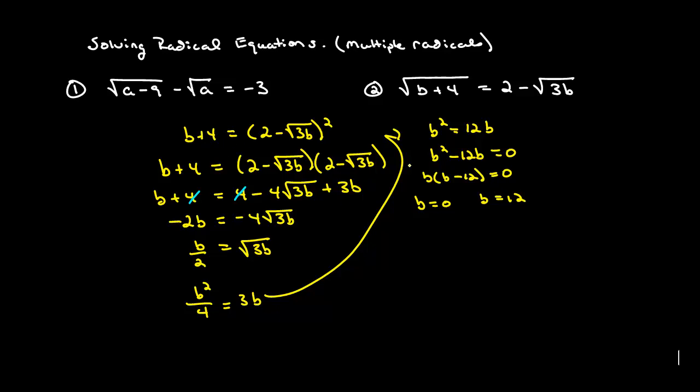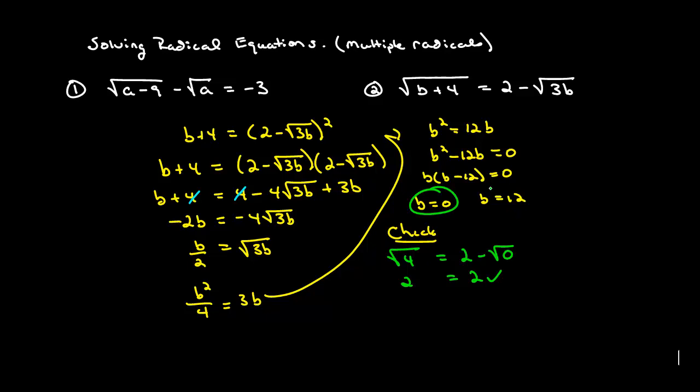But again, because we did some squaring in here, we got to check. So here's our check. If we plug in 0 on the left side, we get the square root of 4, which is 2. If we plug in 0 on the right side, we get 2 minus the square root of 0, which is also 2. So this guy right here is okay.